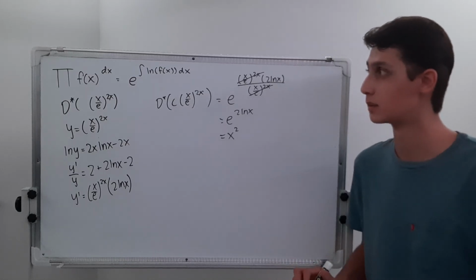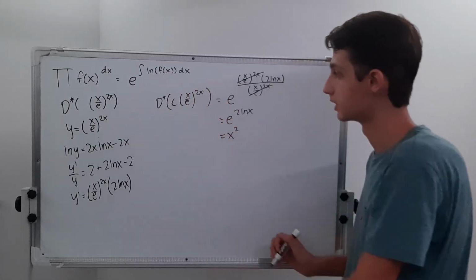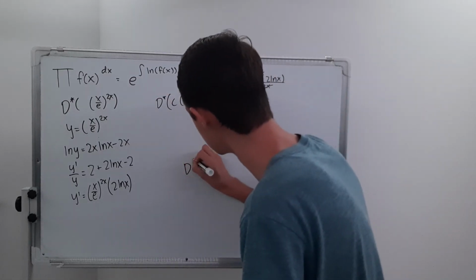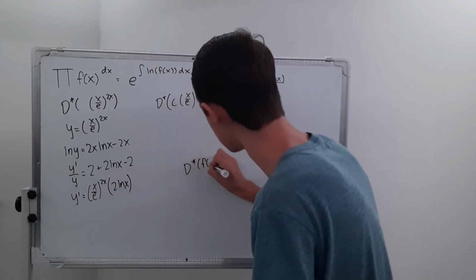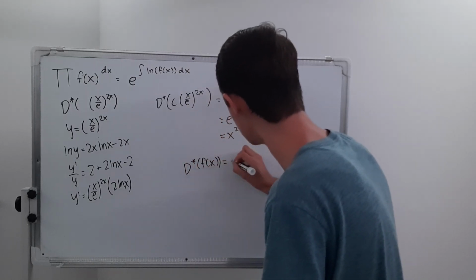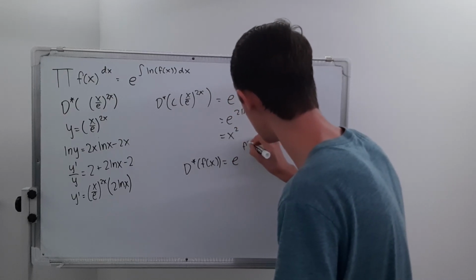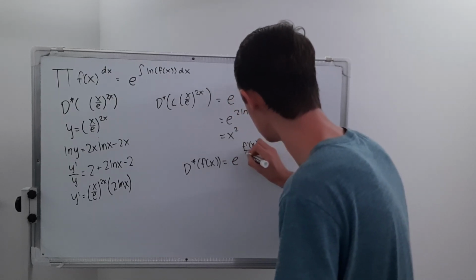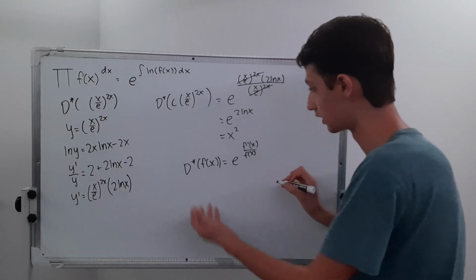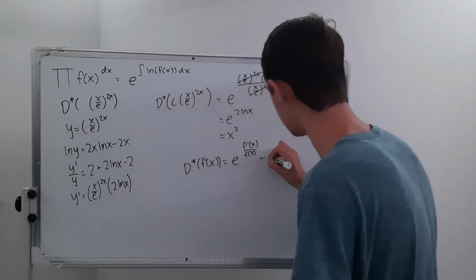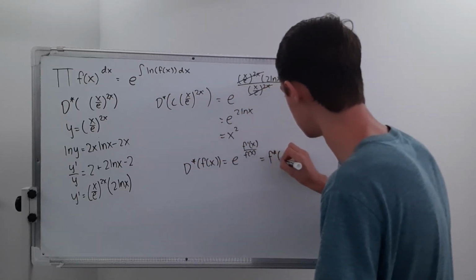So the main takeaways are obviously this formula, and also the fact that D star of f of x is equal to e to the f prime of x over f of x. And D star, of course, is again equal to f star of x.